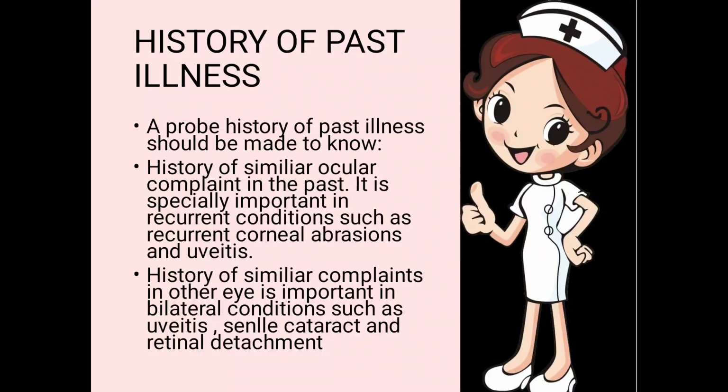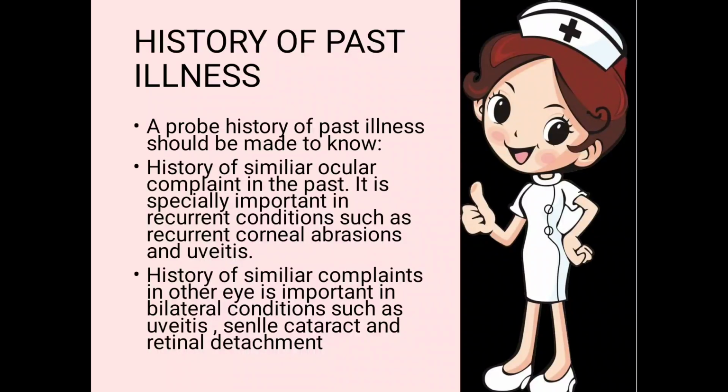History of past illness. If the patient has any kind of past illness, then take the history of that past illness. History of similar ocular complaint in the past. For example, dryness takes place in a lot of patients seasonally. In the summer season, the patient suffers from dryness, so it is a seasonal complaint, or it is a similar ocular complaint which was in the past. So always ask the patient if it happened before.